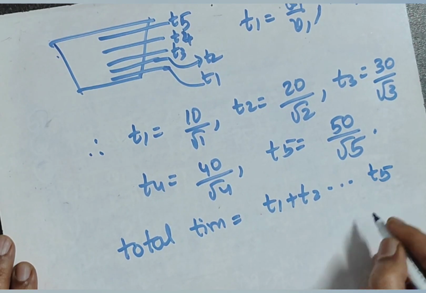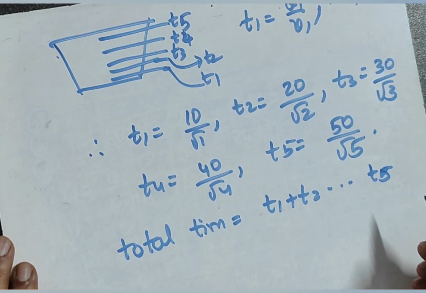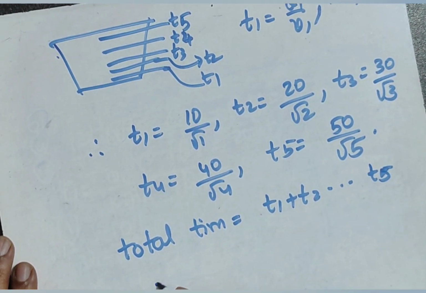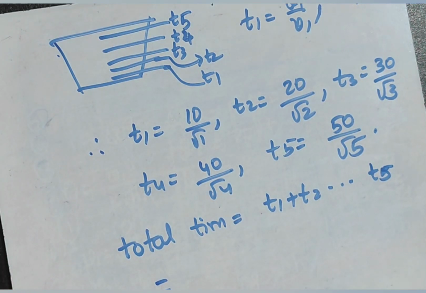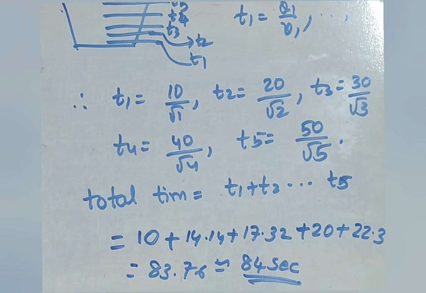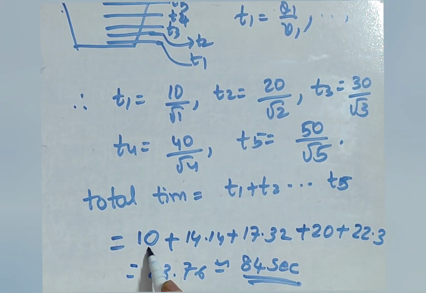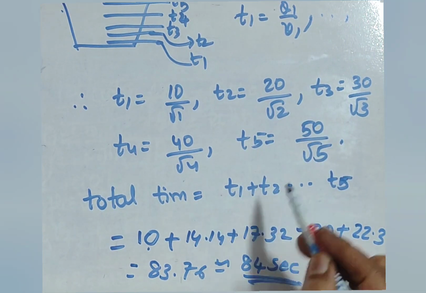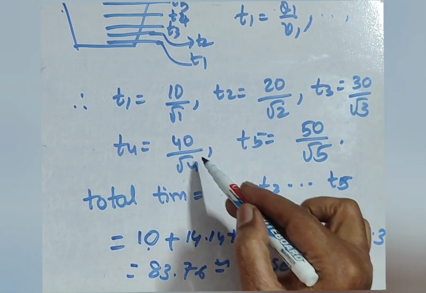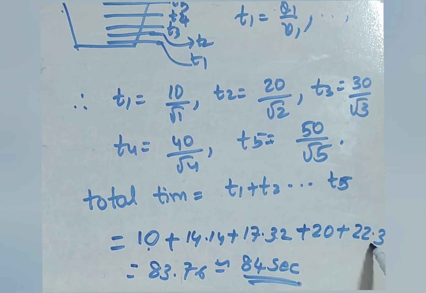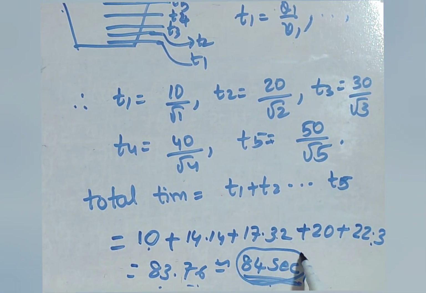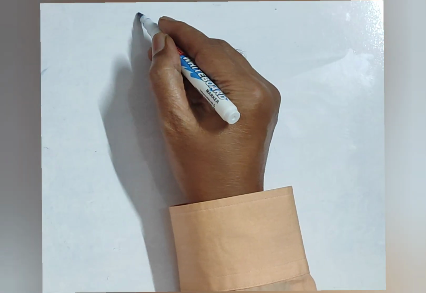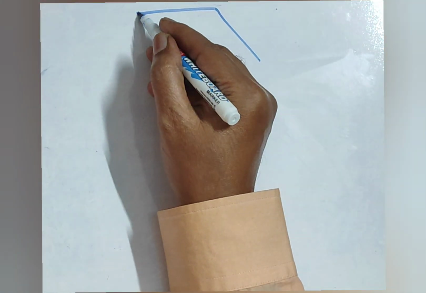Total is of course the sum of T1 plus T2 plus T3 plus T4 plus T5. Of course, simplification involves 10 by root 1, 20 by root 2, 30 by root 3, etc. Totally it comes to 83 point something, let's take it as 84 seconds.